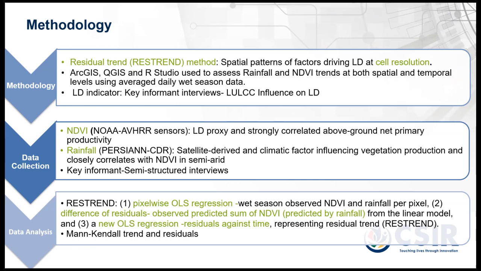In terms of data collection, we used NDVI. NDVI is the normalized difference vegetation index from AVHRR sensors, and the NDVI is used as a land degradation proxy, and it's strongly correlated with above ground net primary productivity. And then rainfall was the climatic factor that was used. We collected satellite-derived rainfall data, and also key informant interviews or semi-structured interviews. And then for data analysis, we used a residual trend method of NDVI time series, which was calculated by determining the difference between observed NDVI and rainfall predicted NDVI.